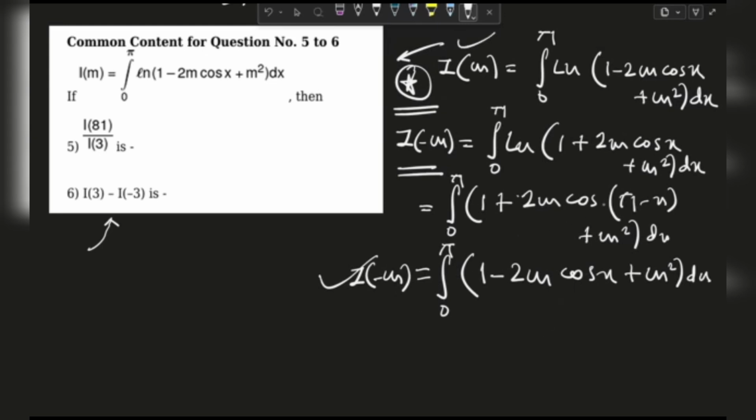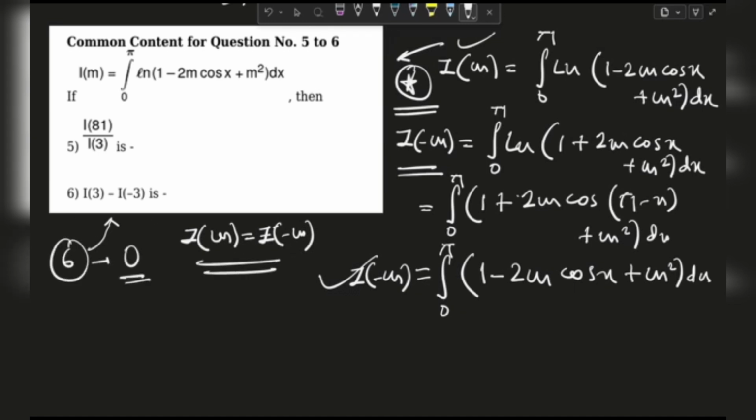After applying King's rule, I of m is equal to your I of minus m, which basically gives us the answer to this part number 6, and it automatically becomes 0 because we are subtracting two equal things. So now we also have to find out some other stuff.